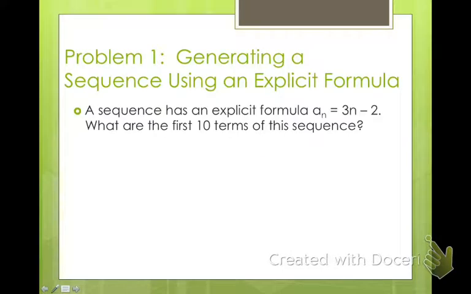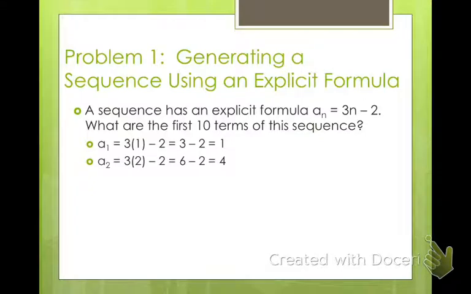Alright, a sequence has an explicit formula, a sub n equals 3n minus 2. What are the first 10 terms of this sequence? So if you want to define the first term, we're looking at a sub 1. So then we just plug in 1 for n. So 3 times 1 minus 2, so 3 minus 2 is 1. A sub 2, we plug in 2 for n. So we get 6 minus 2, which is 4. And we're going to continue through the 10th term.